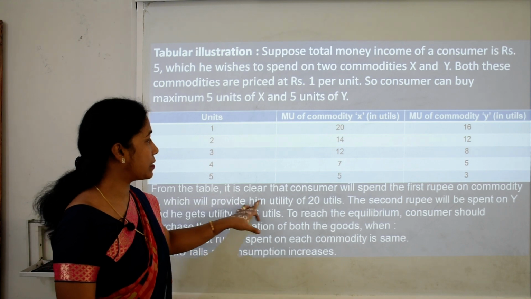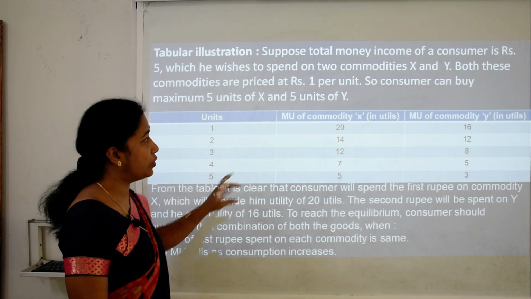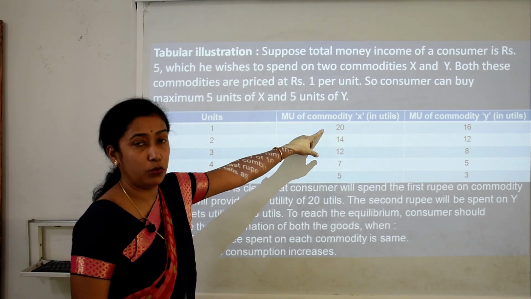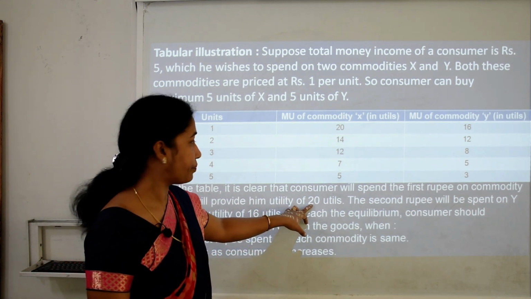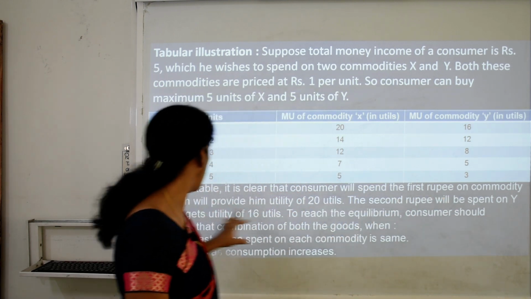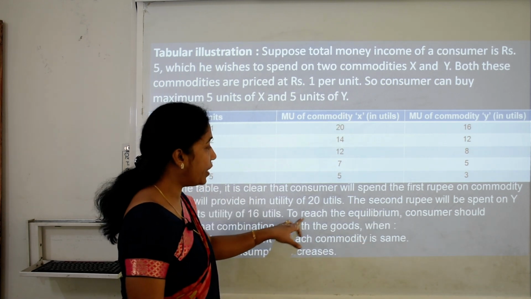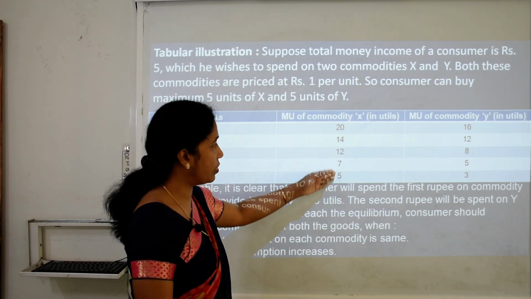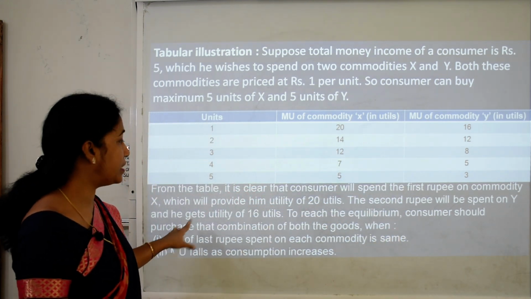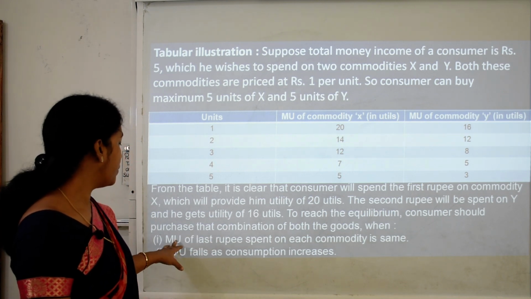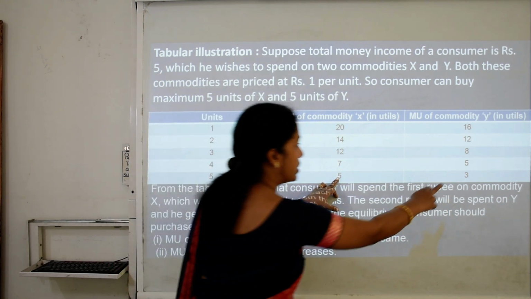Now from the table it is clear that the consumer will spend the first rupee on commodity x, which will provide him a utility of 20 utils. The second rupee will be spent on y and he gets a utility of 16 utils. To reach equilibrium, as he consumes more and more of x and y, the consumer should purchase that combination of both goods where the marginal utility of the last rupee spent on each commodity is the same.